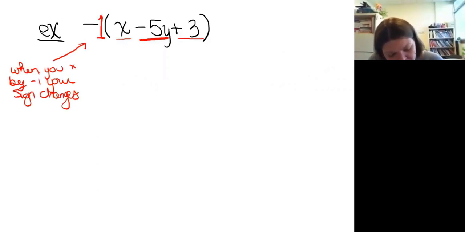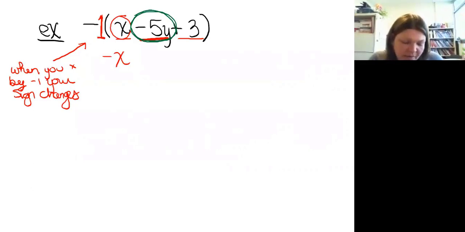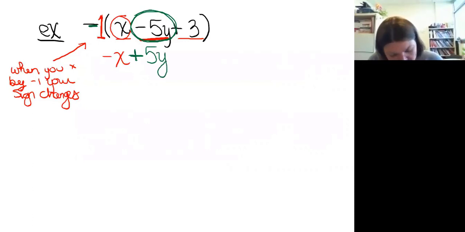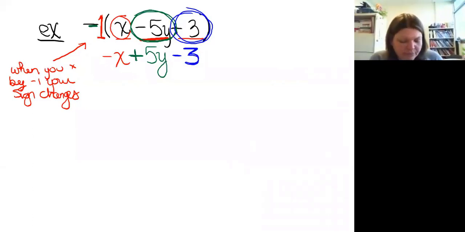So take a look at the first term that I had inside these parentheses. The first term I had was a positive x. Well, if I multiply it by -1, it's going to turn into a negative x. Take a look at the next term that I had. The next term I had was a negative or a -5y. If I multiply by another negative, those two negatives will cancel each other out, like the opposite of an opposite, or the opposite of a negative is a positive. And I get a positive 5y. Then take a look at the last term here. The last term I had here was a positive 3. So if I multiply by -1, all that will happen will be that my positive or +3 turns into -3. And I'm done.